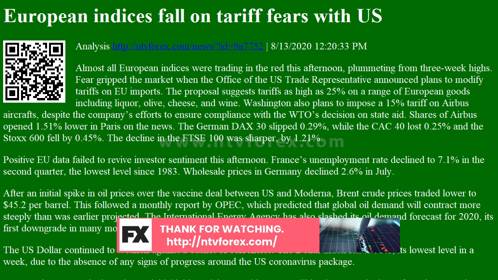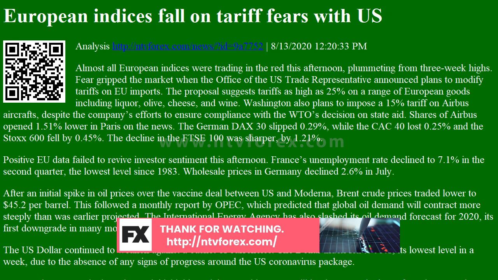After an initial spike in oil prices over the vaccine deal between the US and Moderna, Brent crude prices traded lower at $45.20 per barrel. This followed a monthly report by OPEC, which predicted that global oil demand will contract more steeply than was earlier projected. The International Energy Agency has also slashed its oil demand forecast for 2020, its first downgrade in many months.